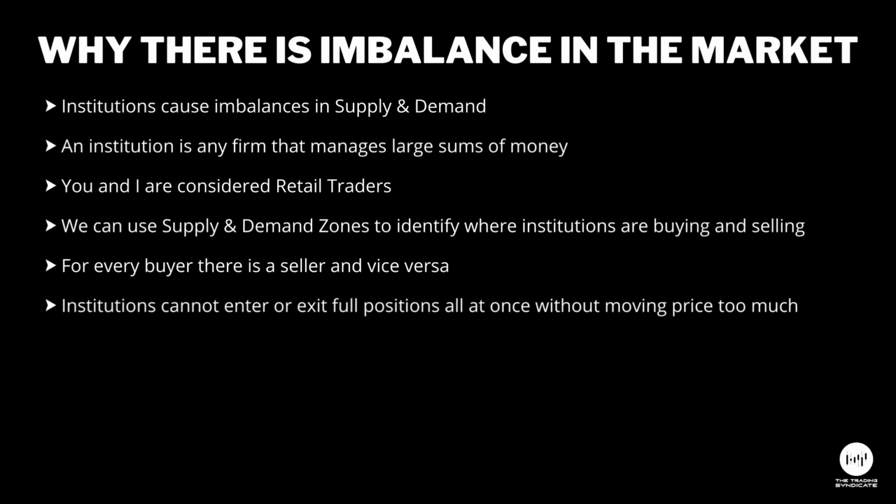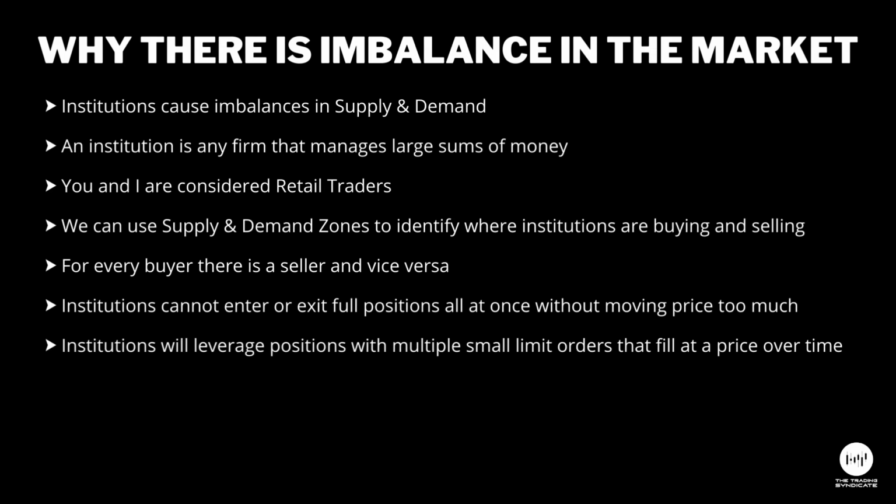For instance, say a firm wants to sell $1 billion worth of stock at a specific price. Well, they would need $1 billion worth of buyers to buy the stock from them at that specific price. Due to the fact that it is unlikely that there are just $1 billion worth of buyers who are eager to get in at that specific price, this causes an imbalance between supply and demand.